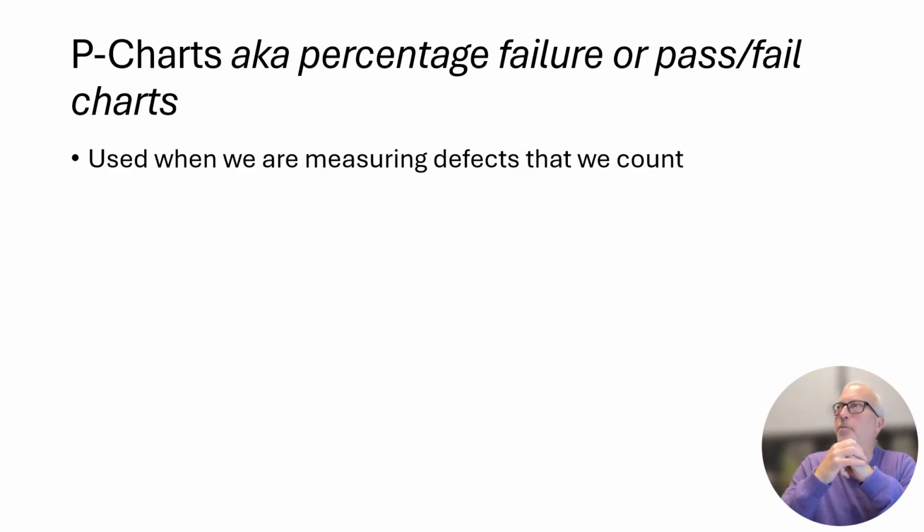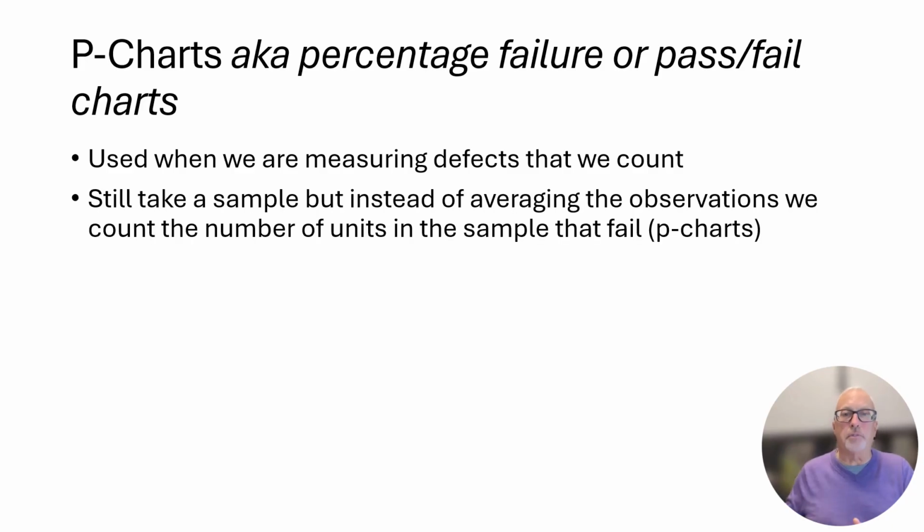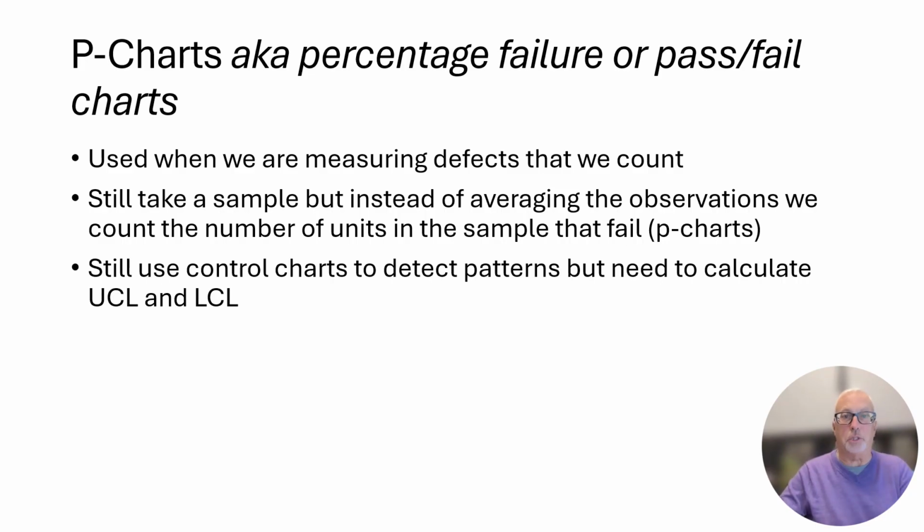So if we take a sample of 10, let's get away from coffee cups, invoices, and we look at each invoice and say, well, this one's right. And then we pick up the next one and say, this one's right. And then we pick up one, oh, this one's wrong. And then we check the rest of them, and it's 1 out of 10. The percentage failure is 10%. So we're going to be looking at individual observations of a sample, but each observation is going to either pass or it is going to fail. And that's where we come up with percentage failure, or what we call pass-fail charts.